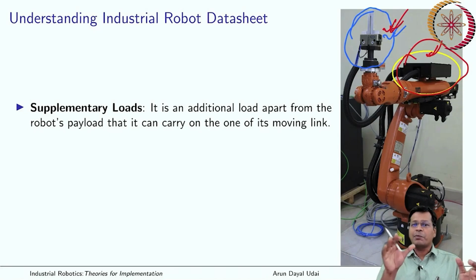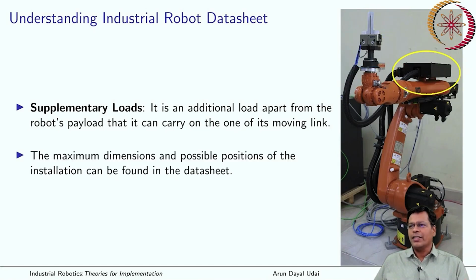The robot controller is designed so as to take up that much uncertainty in the load on that particular arm. The location of this is defined. Even the maximum weight that can go on top of this supplementary load is also defined. So both the location and the maximum weight are defined. It is an additional load apart from the robot's payload that it can carry on one of the links of the robot. The maximum dimensions and the possible installation position can be found in the data sheet.